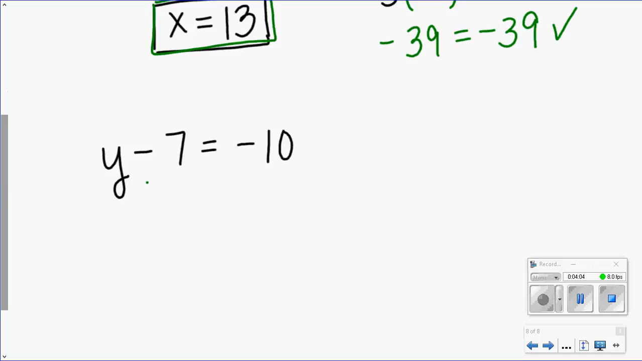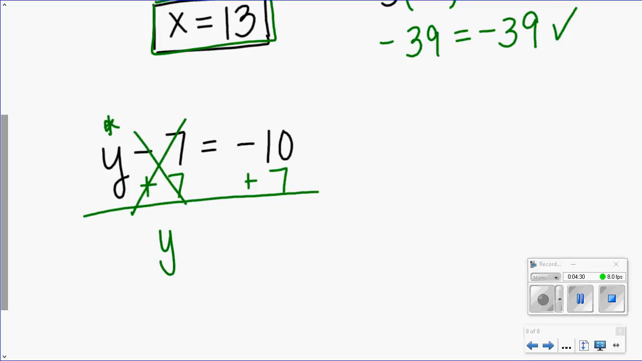I want to get rid of the minus 7 because my goal is to get y by itself. To get rid of the minus 7, I'm going to add 7 on both sides of the equal sign. Remember, it's like a scale or a balance. We have to keep it balanced. If I add 7 to one side, I've got to add 7 to the other. So this cancels; you can put an X or a line. Then I just have y on the left side of the equals. On the right side, you have to be careful: negative 10 plus 7 is negative 3.